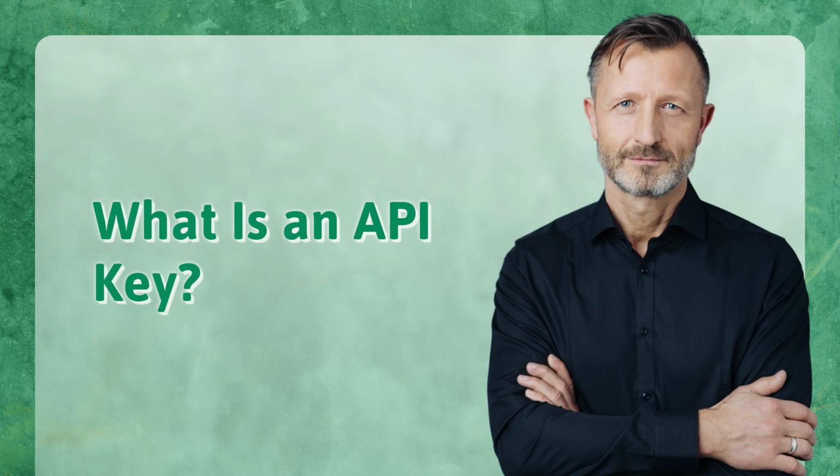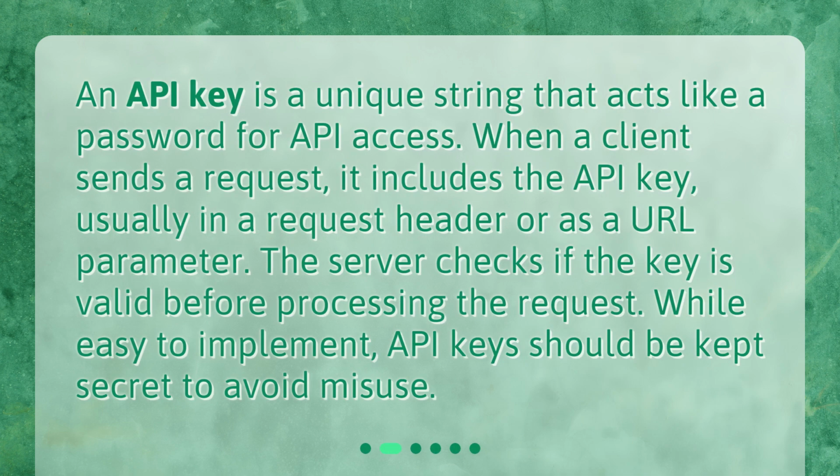What is an API key? An API key is a unique string that acts like a password for API access. When a client sends a request, it includes the API key, usually in a request header or as a URL parameter. The server checks if the key is valid before processing the request. While easy to implement, API keys should be kept secret to avoid misuse.